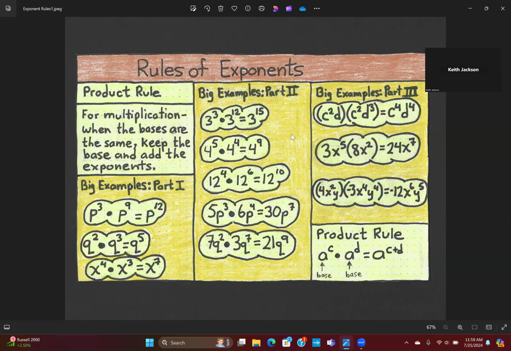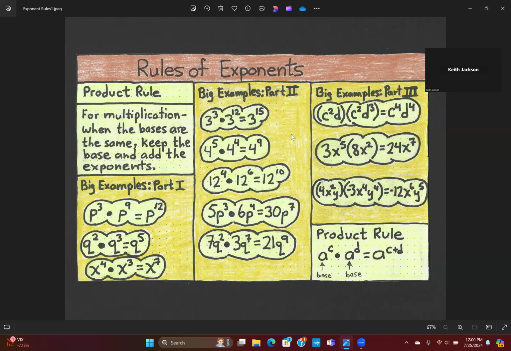And let's take a look at 7q to the second power times 3q to the seventh power. We're going to multiply the numbers, giving us 21. And then we're going to add the exponents together, keeping the same base as it relates to q. So we have q to the second power times q to the seventh power, and that will give us q to the ninth power. So our total answer for this one would be 21q to the ninth power.